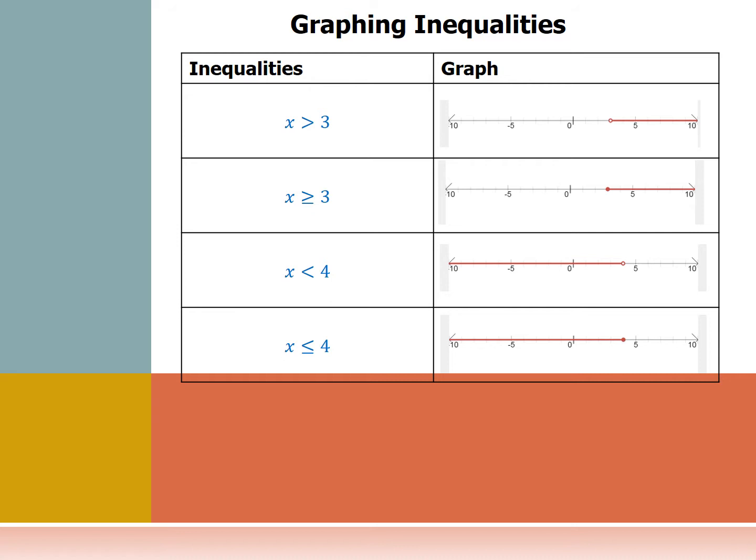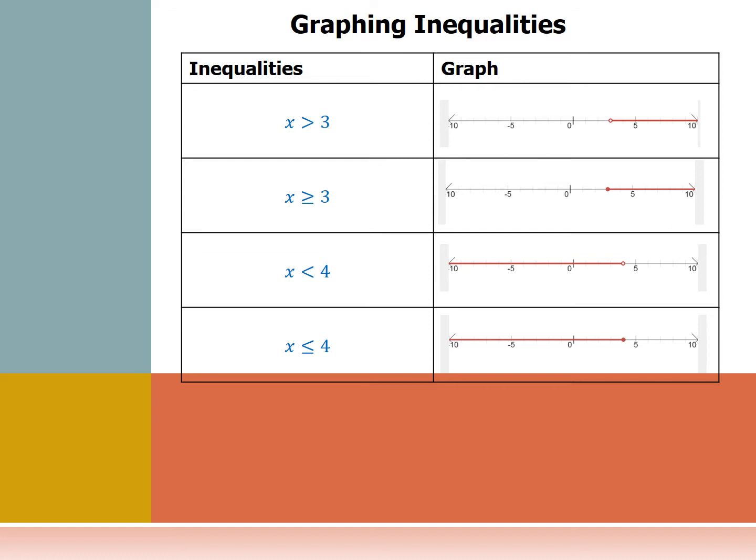Okay, and the second one, x is greater than or equal to 3. It is the same as the first one, but different because we have here an equality sign, so we will not graph an open circle, it will be a closed circle. That means number 3 is included in the domain of this inequality.